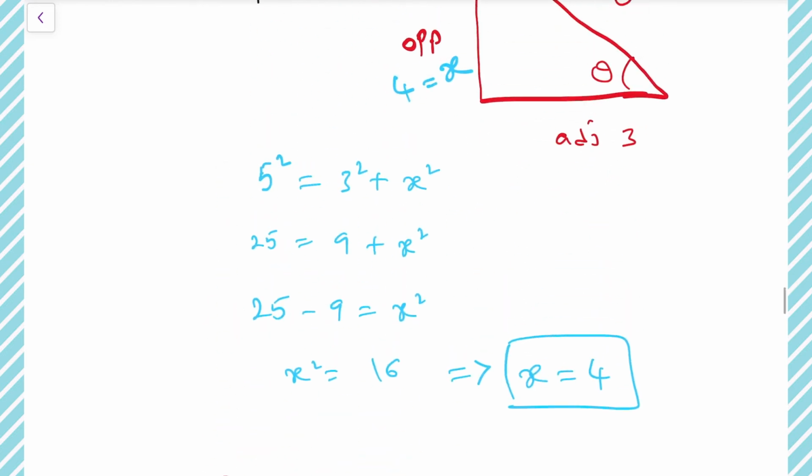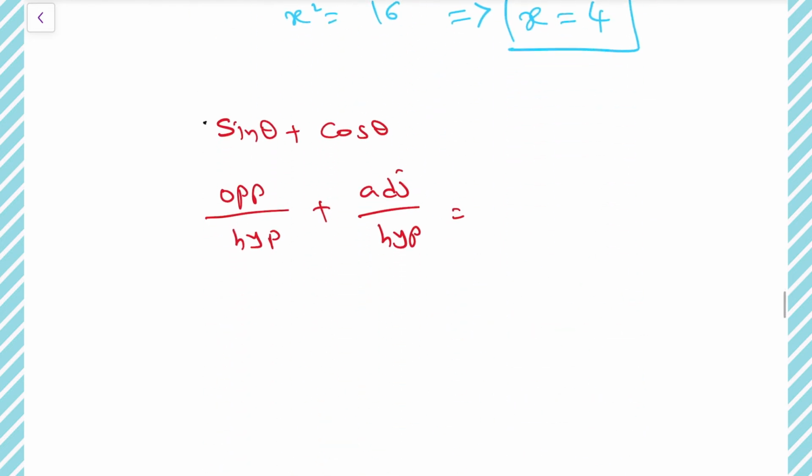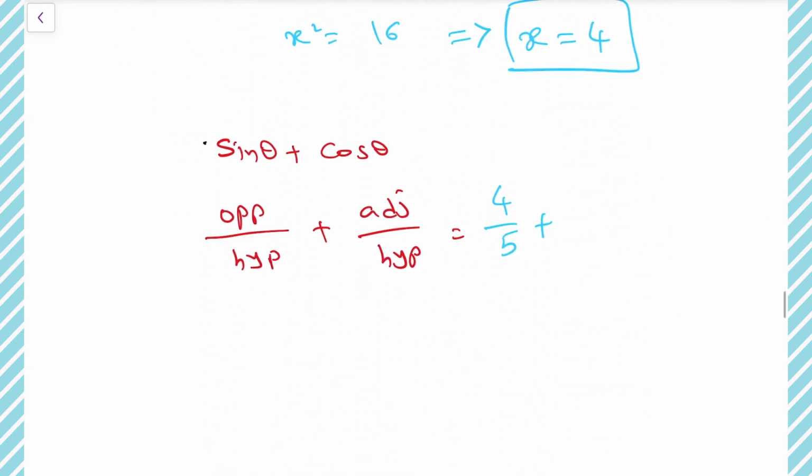First, opposite by hypotenuse. Opposite is 4 and hypotenuse is 5. So 4 by 5 plus adjacent by hypotenuse. Adjacent is 3 and hypotenuse is 5. So 3 by 5. Here both the denominators are same. So if denominators are same, we can add the numerators. So 4 plus 3, 7 divided by 5.